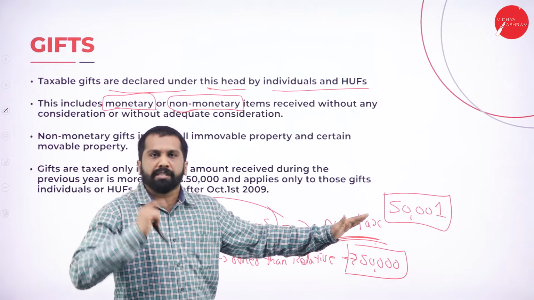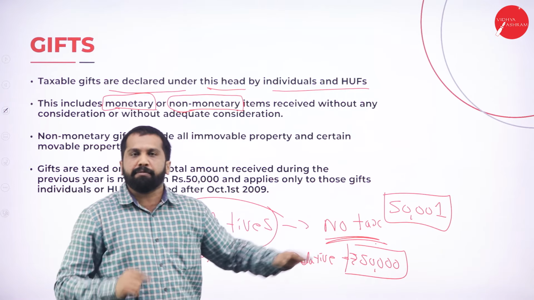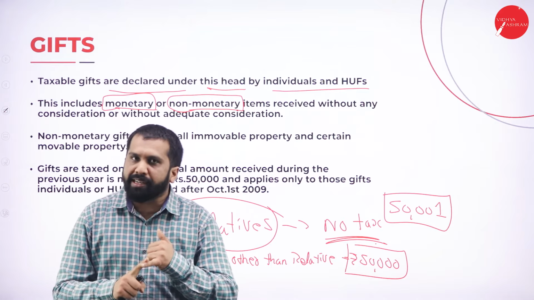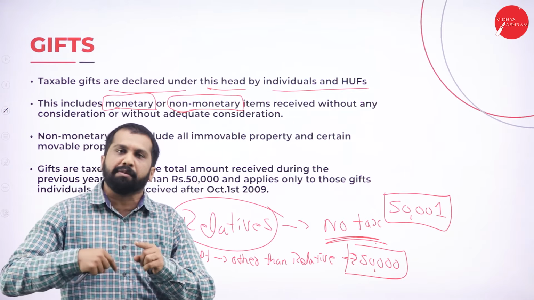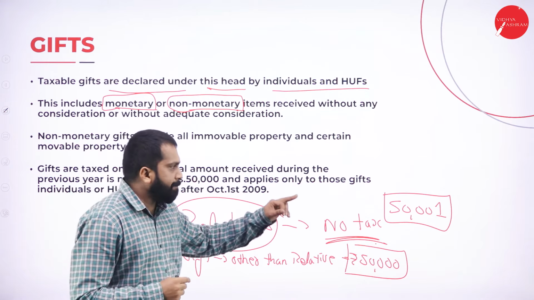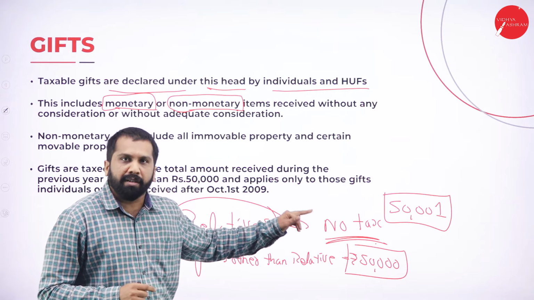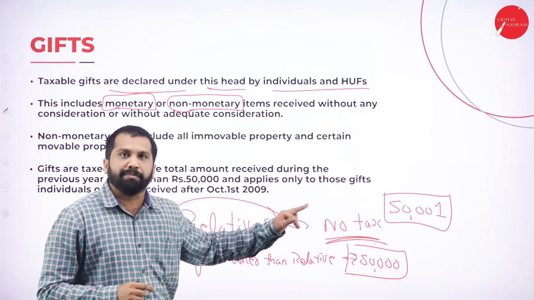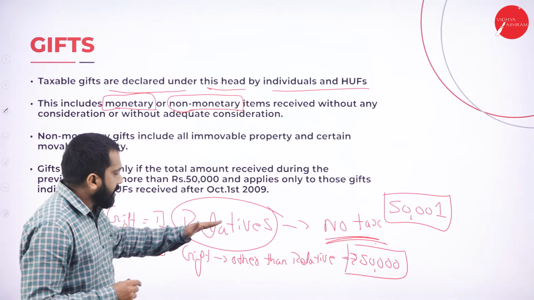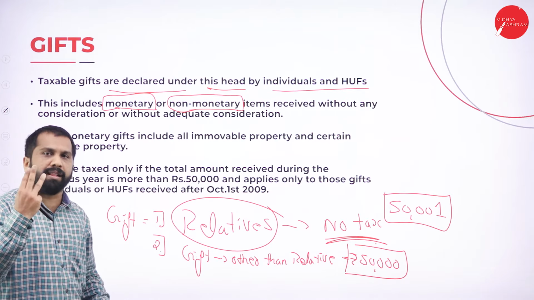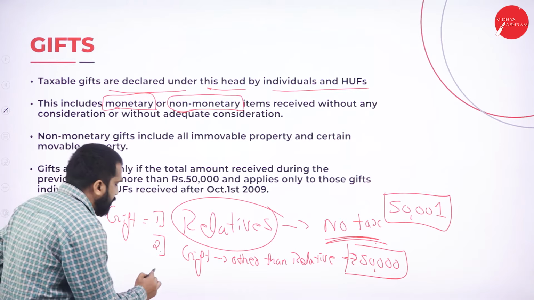Hope you are clear. So what are you supposed to do now? If your friends give 50,000 and 1 rupee, give back that 1 rupee, keep only 50,000. Hope you are clear. Up to 50,000 exemption. Now, 2 points you learned. Last point. What is the last point?